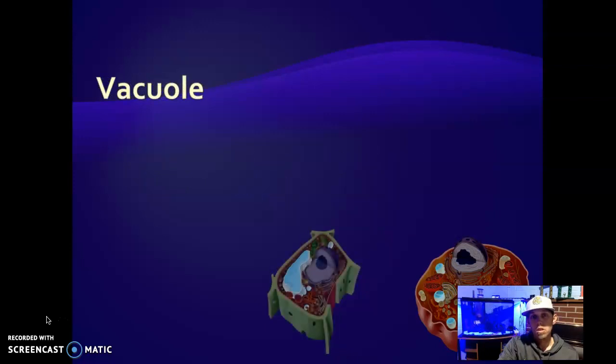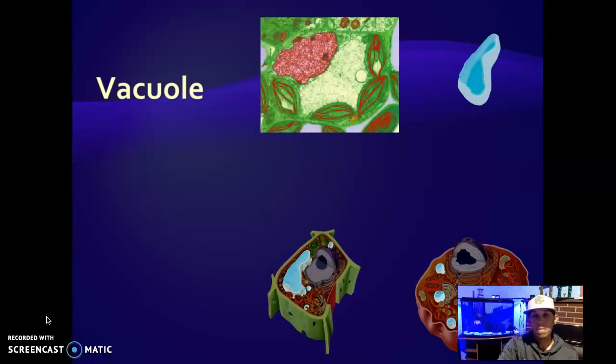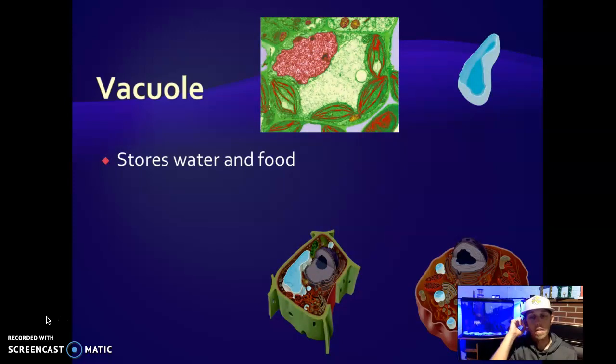After ribosome is vacuole. Vacuoles are used for storage. They store water and food.